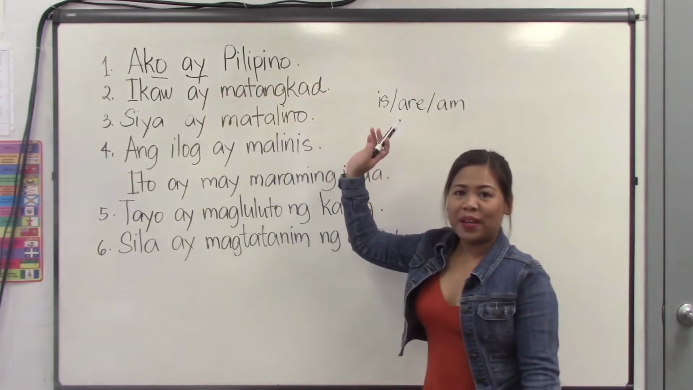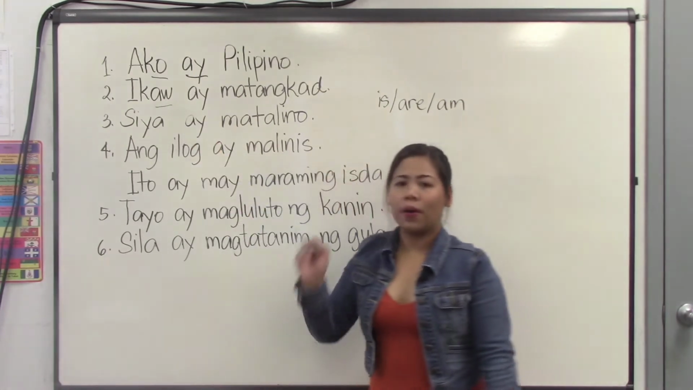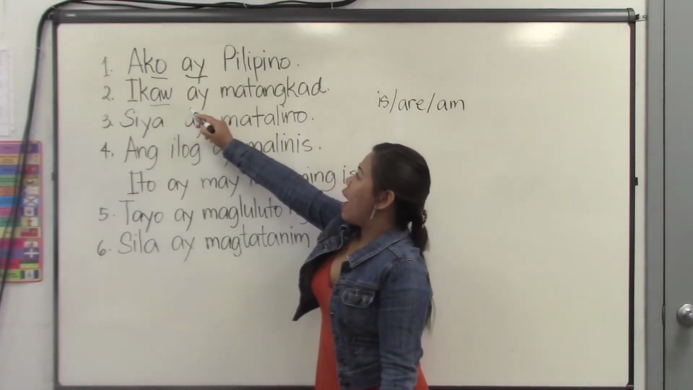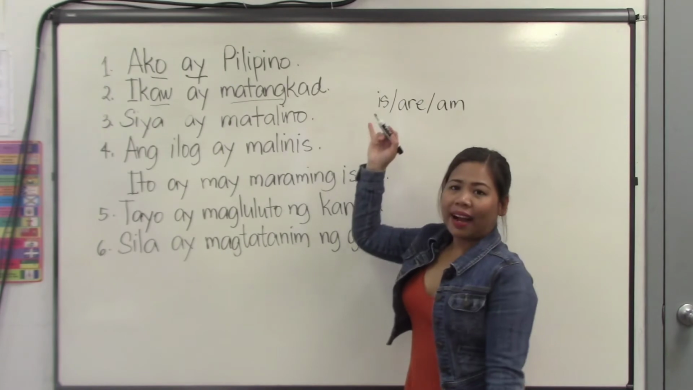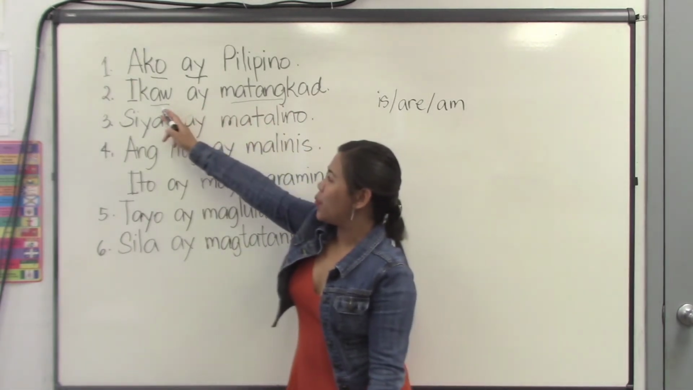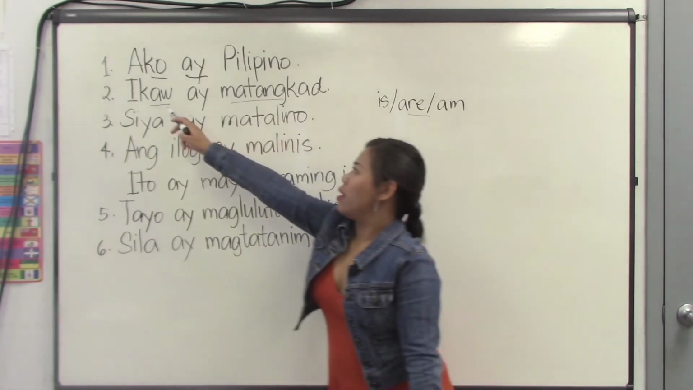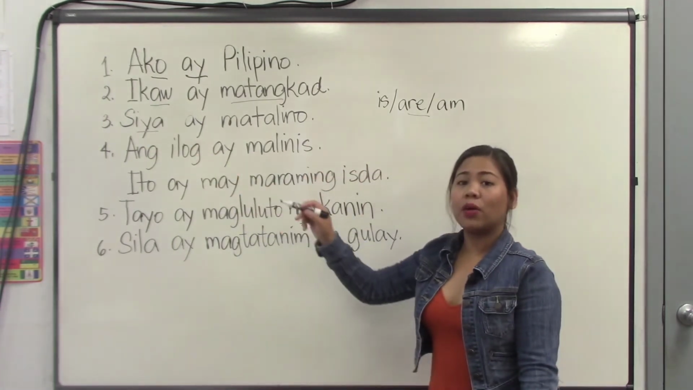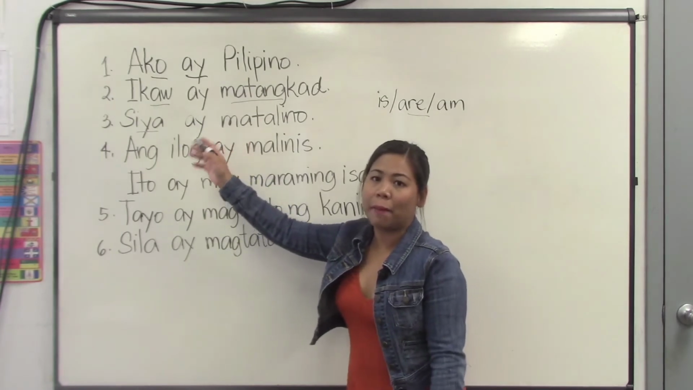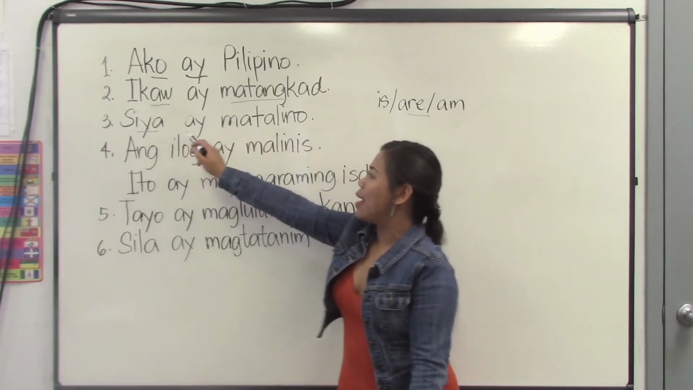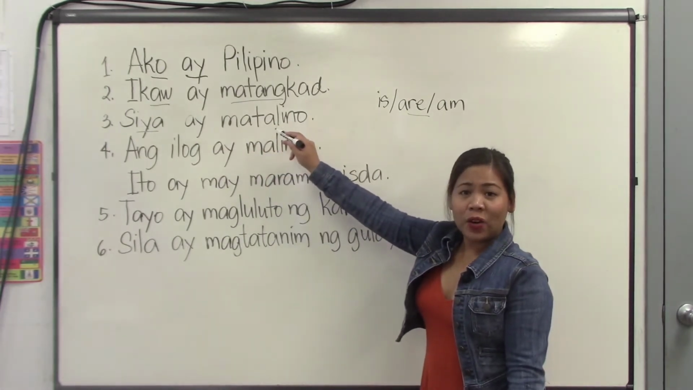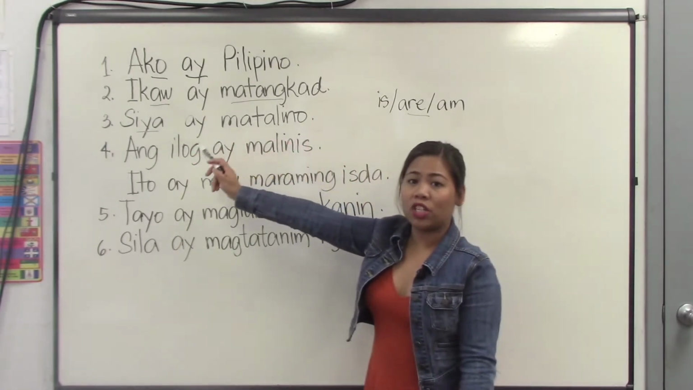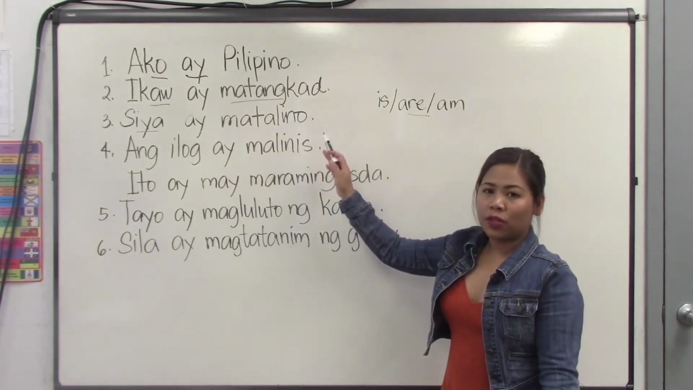Ako, I, Filipino. Next one, ikaw. So, ikaw is what? You, right? So, you. And then we have matangkad. Here, matangkad means tall. So, it means you are tall. Ikaw ay matangkad. Next one, siya. Siya is he or she, remember? So it doesn't matter if this one is a male or a female, but it says siya ay matalino. Matalino means smart, or intelligent. So siya ay matalino. He or she is brilliant or smart.